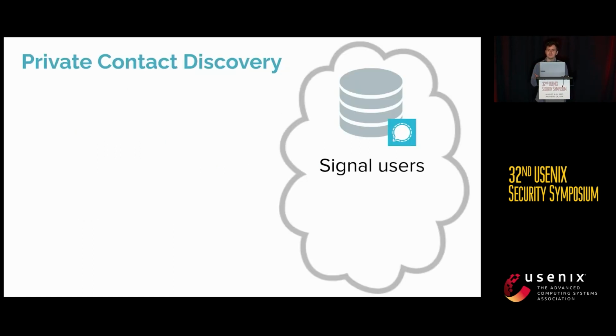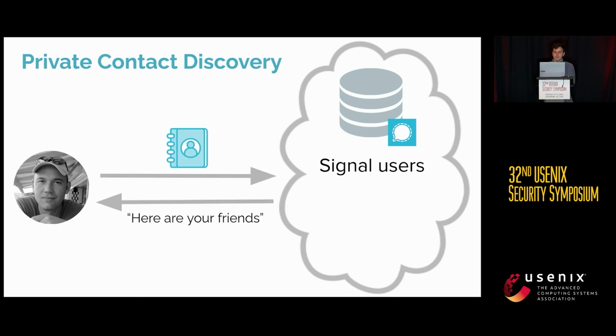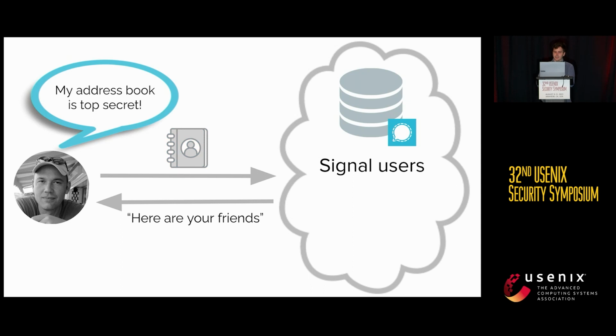One of the motivating applications for our work is Signal's private contact discovery. Signal has a database of all their users, and they want to allow clients to query the database with their contact list to check which of their contacts are on Signal. But the clients don't want Signal to learn who their contacts are.